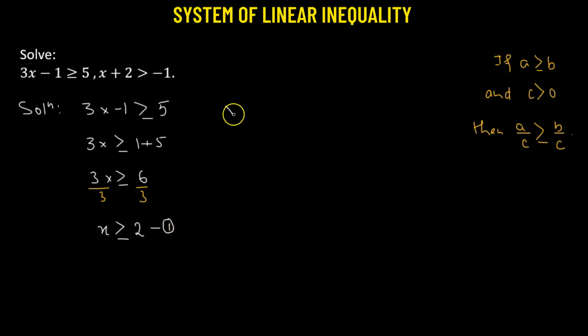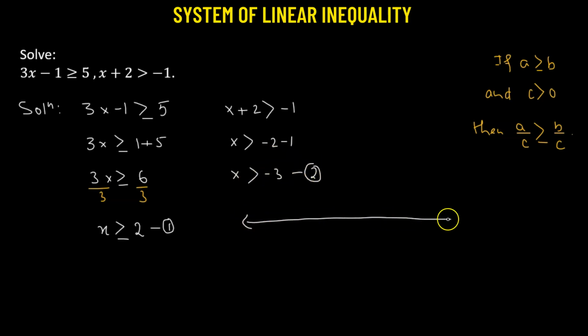Coming to the second linear inequality, we have x plus 2, which is greater than negative 1. So here we have x greater than negative 2 minus 1, or x greater than negative 3. So let's label this as number 2. Now we'll have to find a solution that is common to both 1 and 2. For that, we are going to sketch a number line. On it, we'll have x equal to negative 3 and x equal to 2.